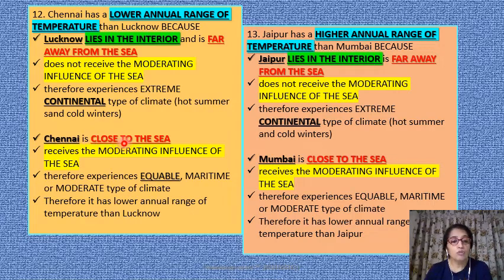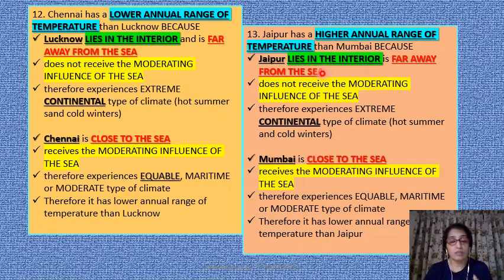Chennai is close to the sea. It receives the moderating influence of the sea. Therefore, it experiences equable maritime or moderate type of climate. Therefore, it has lower annual range of temperature as compared to Lucknow. Jaipur has a higher annual range of temperature than Mumbai because Jaipur lies in the interiors.